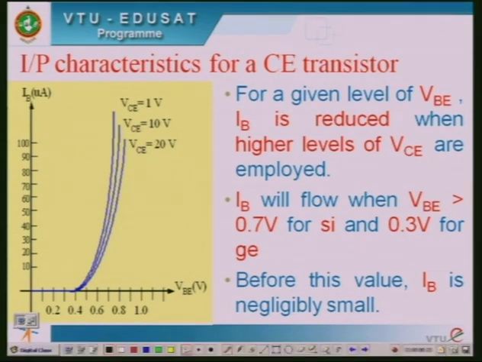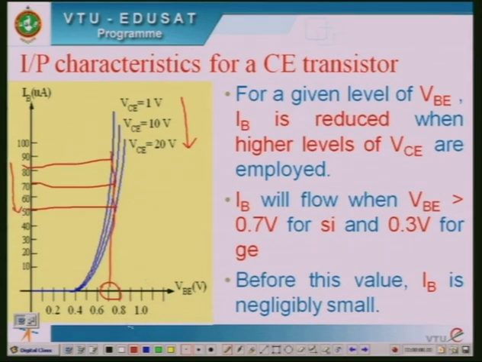Now, let us assume a given value of VBE, for example a fixed value of 0.7 volts. If I extend this line onto the characteristics, you can see the intersection point between the characteristic and this line. What you can observe is that for a given value of VBE, 0.7 volts, whenever VCE increases from 1 volt to 20 volts, what happens to IB? IB will decrease. That is what you can note here.